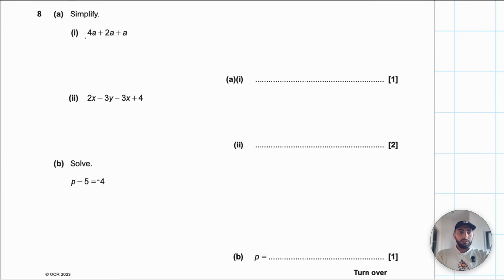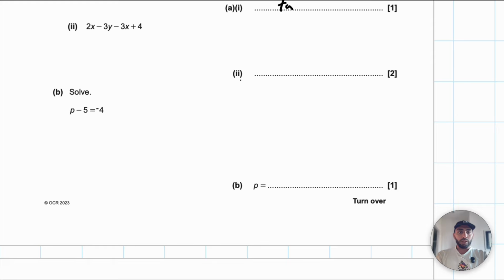Question 8. I've got 4 lots of A plus 2 lots of A plus 1 lot of A. So 4 plus 2 is 6, plus 1 is 7. I've got 7 lots of A. Part 2. 2x, take away 3y, take away 3x plus 4. Let's collect our like terms. So I've got 2x and that minus 3x. So what's 2x take away 3x? 2 take away 3 is negative 1. I don't need to write the 1, so it's negative x.